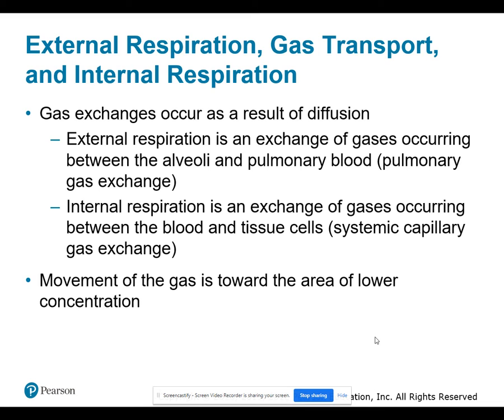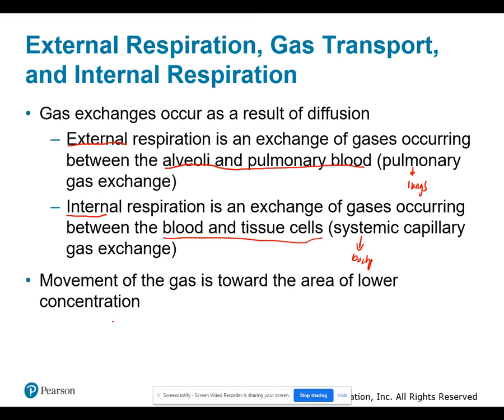Hopefully, you remember a few slides back, we said external because this is your lungs, where you meet that external air, the air outside your body. Internal respiration, again, is exchange occurring between blood and tissue cells. This is called systemic capillary gas exchange because it happens at the body. So body, lungs, and the important part here is alveoli. And the important thing here is blood and tissue cells.